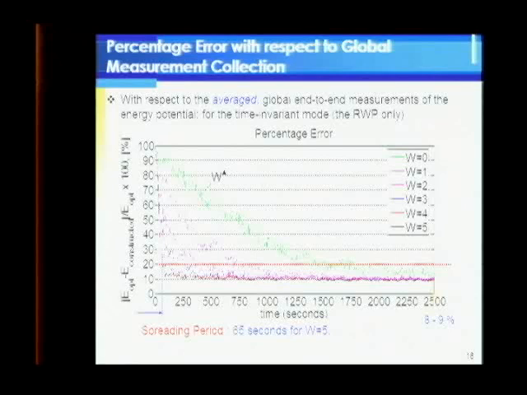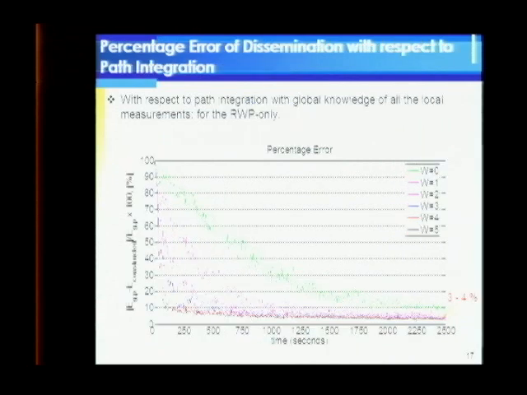The other error is the path integration method. Actually, we can decompose those and look at the percentage of dissemination with respect to path integration. Here, I assume that this is the global path integration without any dissemination. This is with dissemination. You see that there's a 3 to 4% error that comes from using a finite W. And there is about a 6% error that comes from using uniform cell sizing.